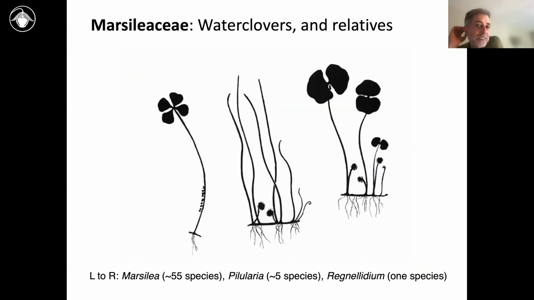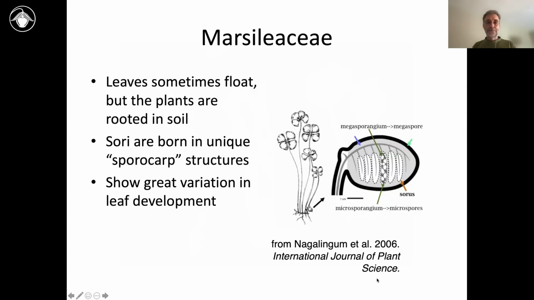The Marsileaceae are the water clovers and the pillworts and their relatives. These are all rooted in the ground. So you can see that their rhizome, their stem, from whence the roots come, is in the ground. And then they have their leaves coming up. And in some cases, the leaves are floating. So sometimes the stem is under the water. Mostly they're in the genus Marsilea, which look like this, the water clovers. Some of them are in Pilularia. There's 1 species in Brazil in the genus Regnellidium.